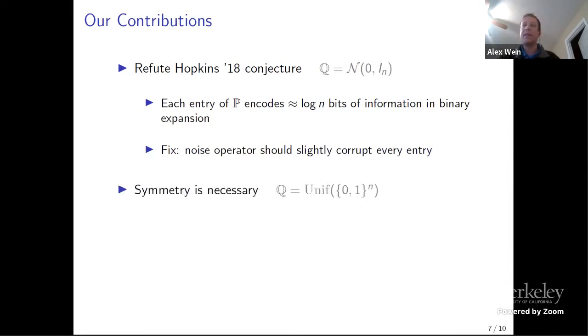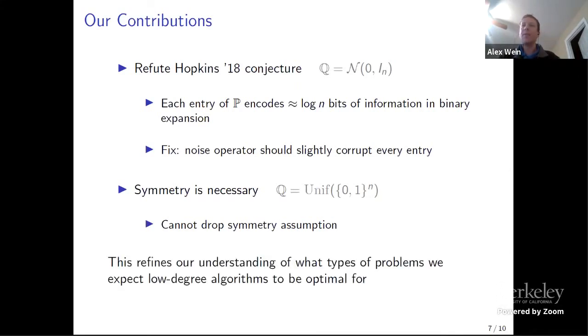And then our second contribution is to show that the symmetry is necessary, in the sense that if you remove the symmetry condition completely, then you can also refute the conjecture. And this refines our understanding a bit of what types of problems we expect the low degree algorithms to be optimal for. Roughly speaking, the proof uses error correcting codes, and you can look at the full version of the talk for that.